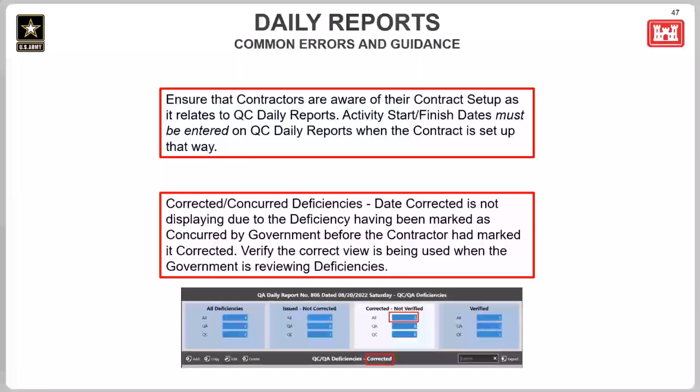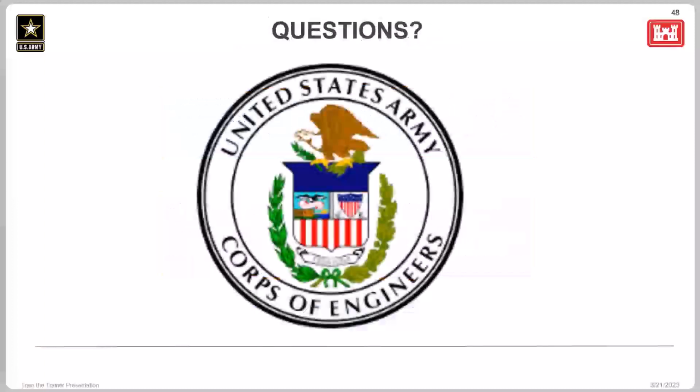And on the second part, corrected/concurred deficiencies. This error was that the date corrected was not displaying, since the deficiency had been marked as concurred by the government before the contractor had marked it corrected. So this is due to just being in the wrong view and clicking the wrong thing at the wrong time. So just verify that you're on the correct view if you're the government reviewing deficiencies. Okay, and now we will open this up for any further questions that anyone may have.